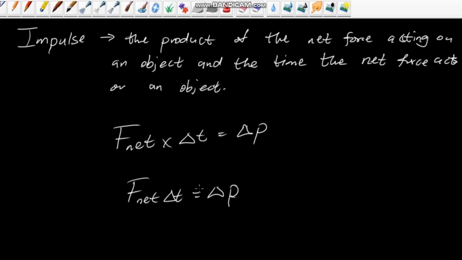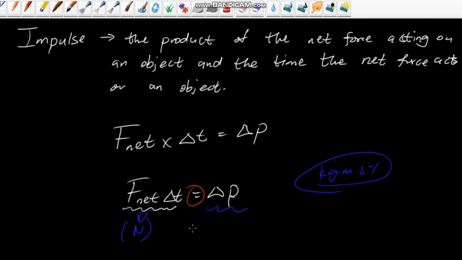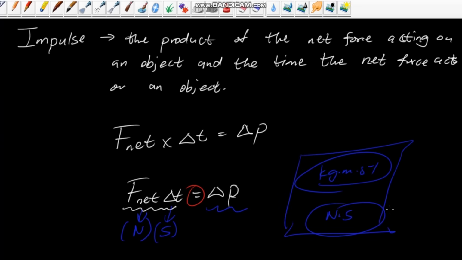But that's not how you define the impulse. We define impulse as the product of the net force acting on an object and the time the net force acts on the object. But the impulse is the change in momentum. This means the units of impulse are kg meters per second, because the units of change in momentum are kg meters per second. But the units of impulse can also be N, remember force is measured in N, and time is measured in seconds. So they become Newton second. These are the two units of impulse.